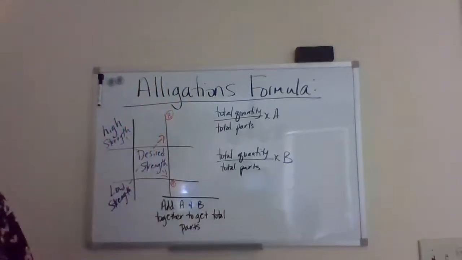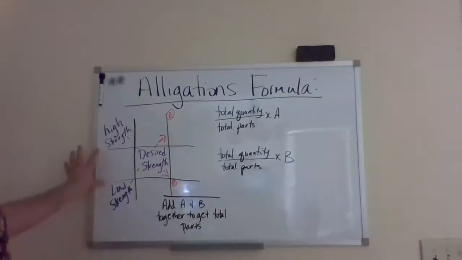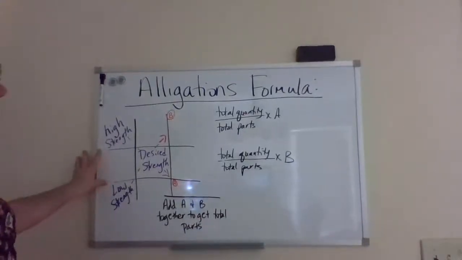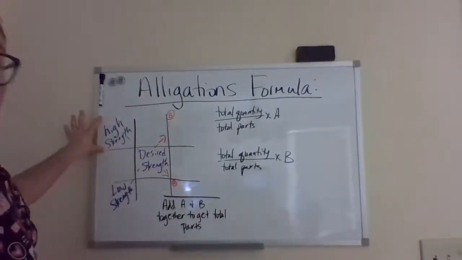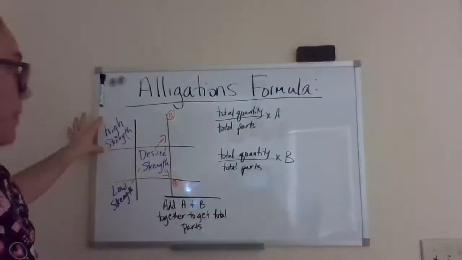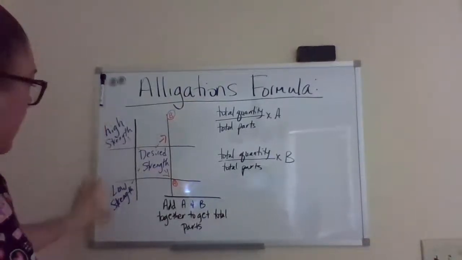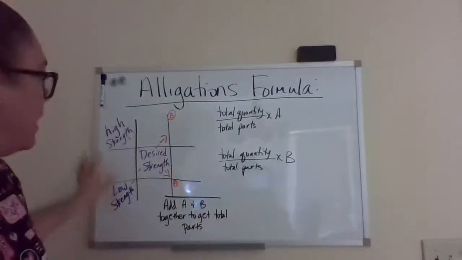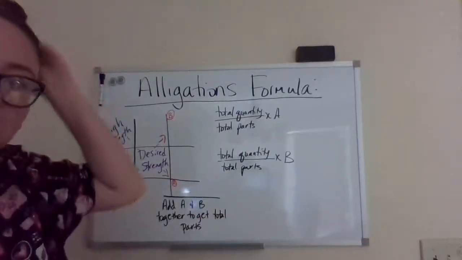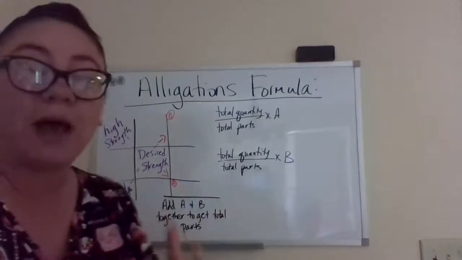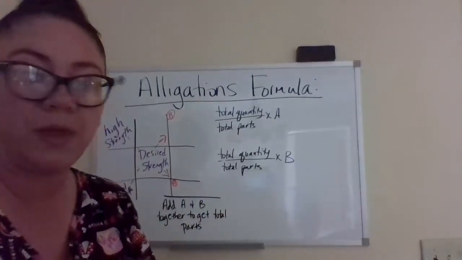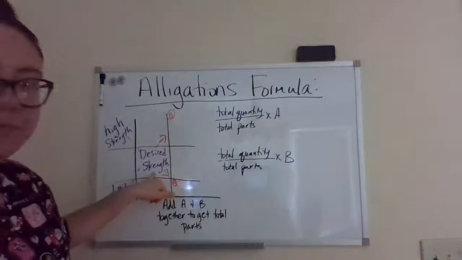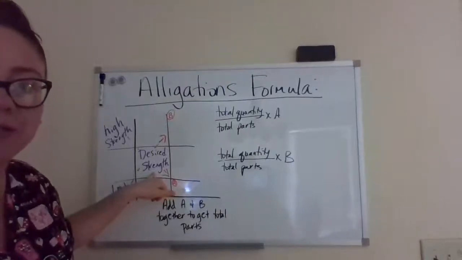So this here is the formula. It's set up in a tic-tac-toe formulation. In your top left-hand corner is where you put your high strength. In the bottom left-hand corner is where you put your low strength. The high and low strength are going to be the strengths of the products that you have in stock to work with. In the center, you're going to have your desired strength.